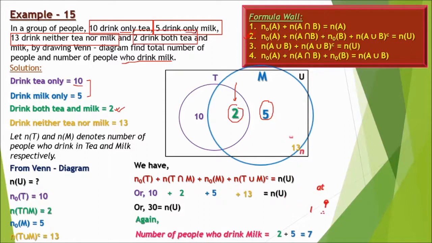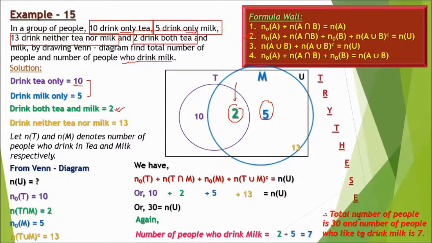So therefore, the total number of people is 30, and the number of people who like to drink milk is 7. Okay, that's it. That completes our solution. Now there is one question for you to practice.